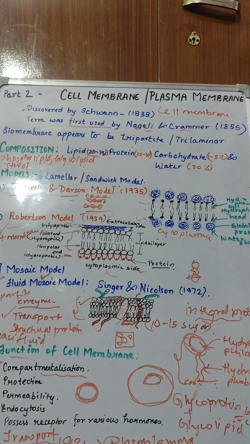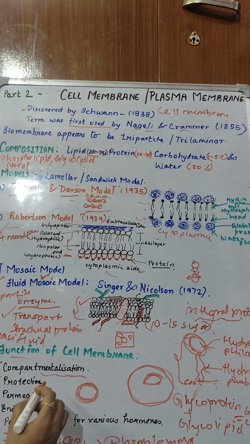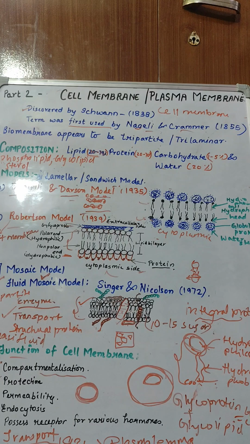Second, protection. Obviously it is a covering, a boundary, so it is going to protect the cell from injuries, attacks like this, any kind of stress. It is going to provide protection from osmotic pressure also. It can tolerate some kind of osmotic pressure also, so it is kind of a protective layer. It protects from injury.